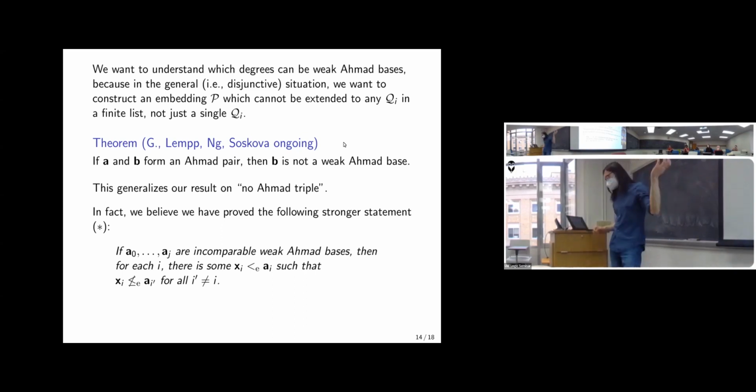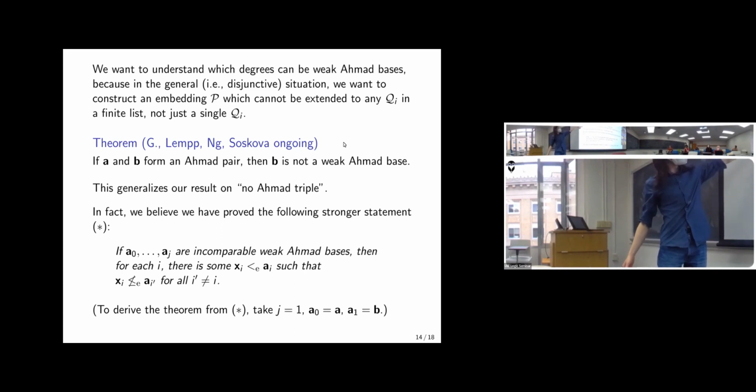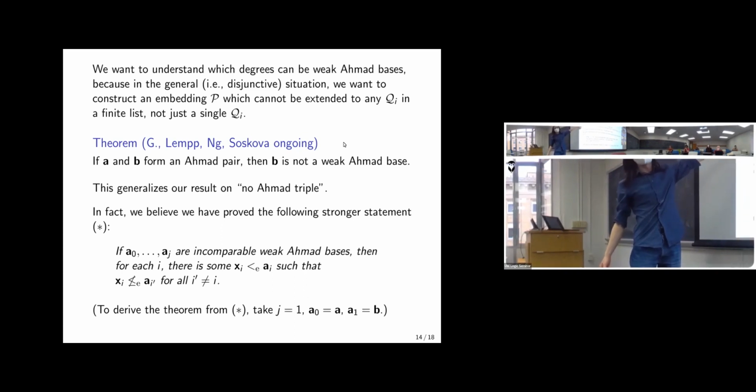Well, this implies the theorem on top, and here's how. Just consider the case where J is 1, so we only have A0 and A1. If we take A0 to be A, like the A in this theorem, and A1 to be B, the B in this theorem again, then I claim that this star statement implies the theorem.